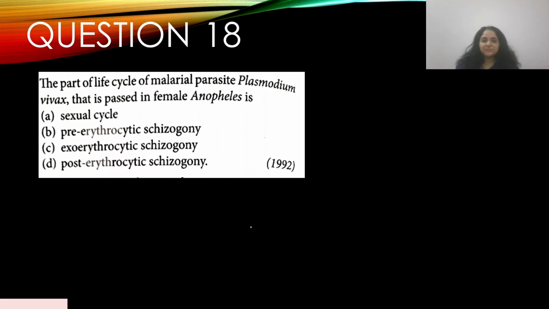Okay, next question. Question number 18. The part of life cycle of malarial parasite Plasmodium vivax that is passed in female Anopheles is, this appeared in 92. A. Sexual cycle, B. Pre-erythrocytic schizogony, C. Exoerythrocytic schizogony, and D. Post-erythrocytic schizogony. Okay, so again you need to know the life cycle of malaria Plasmodium in this.